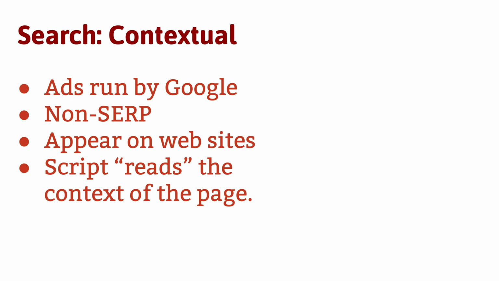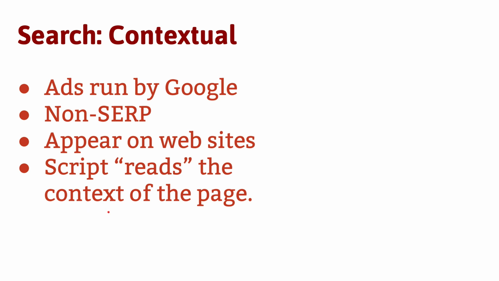Do you think you've ever seen them anywhere? You probably have. You've probably seen on a website, ads by Google, and they're text ads, probably. Sometimes they're banner ads. So this is what a contextual search ad is. It's an ad not on a SERP, but on another website. And that website has copied and pasted some code to run on the website. And that code, the script, reads the page and figures out what it's about. It figures out the context of that page.